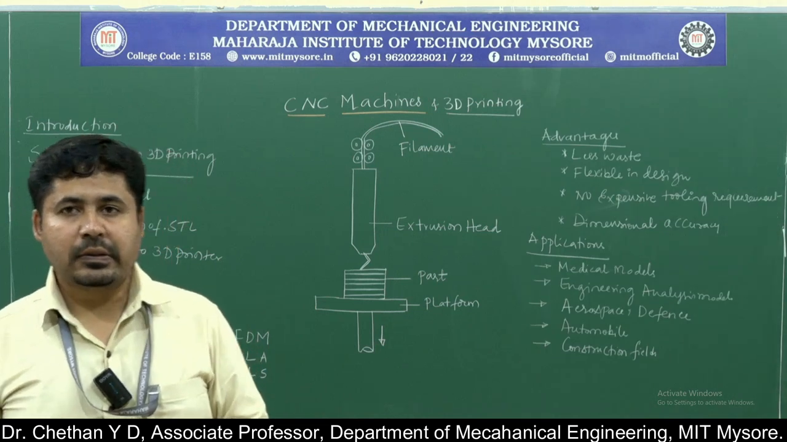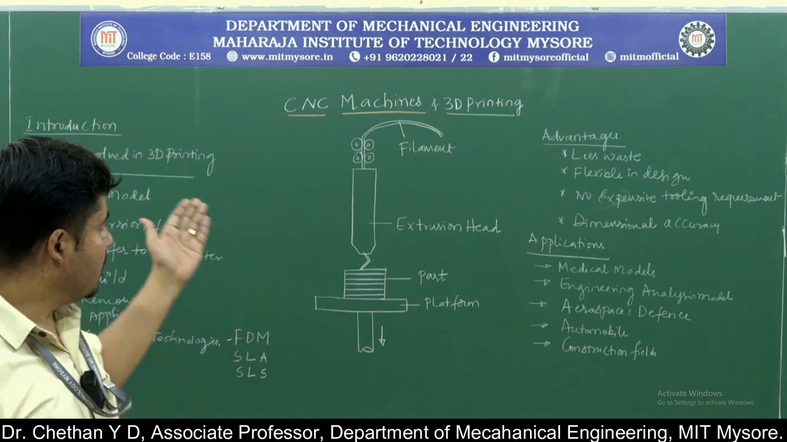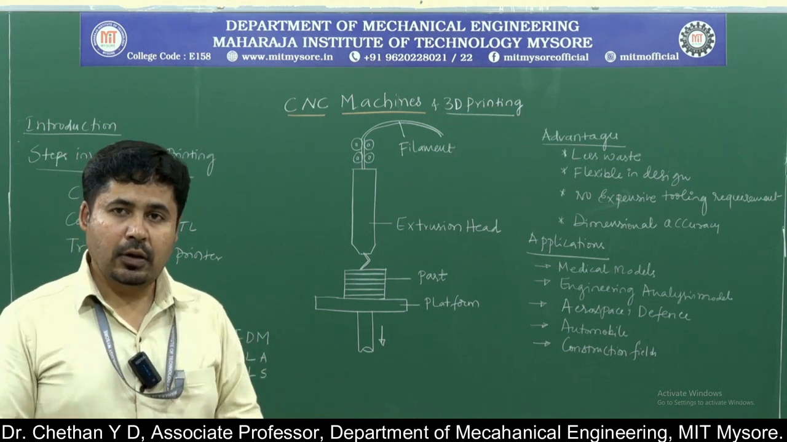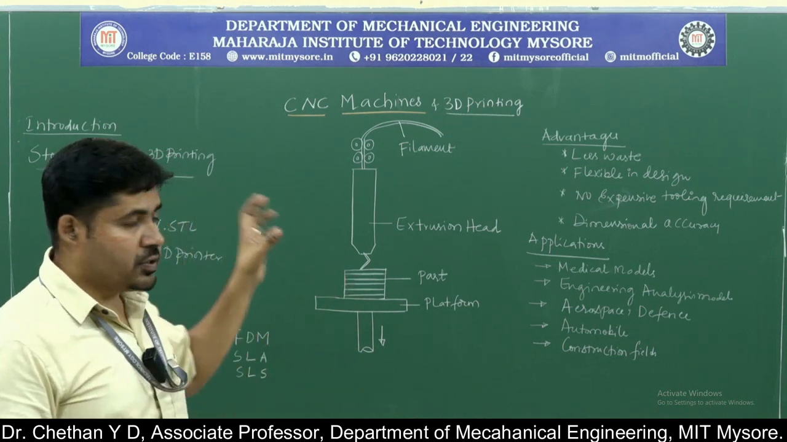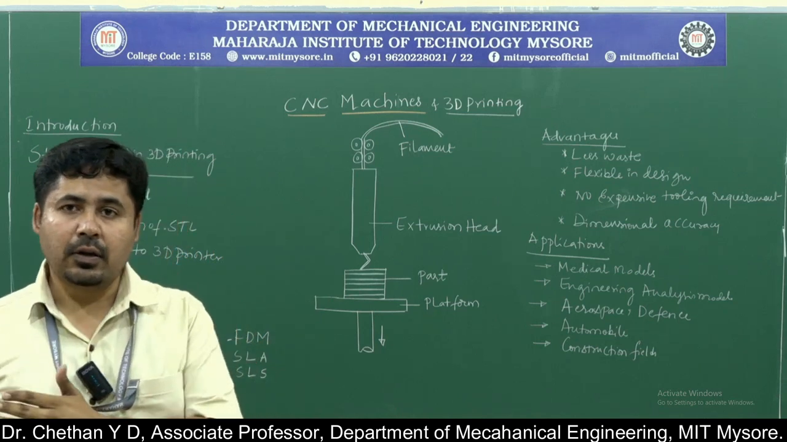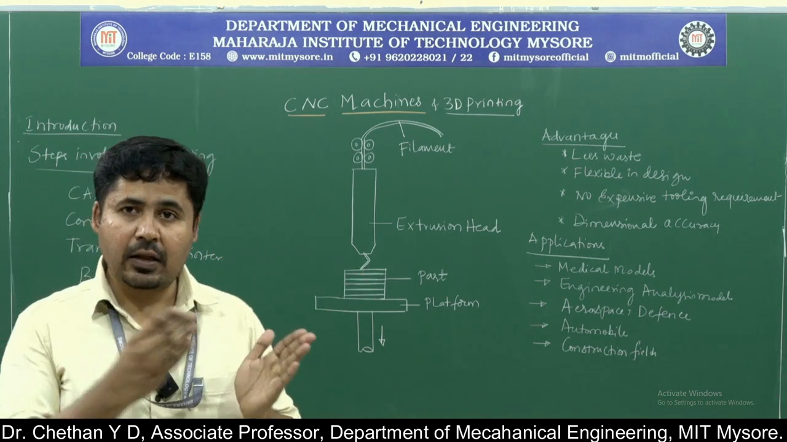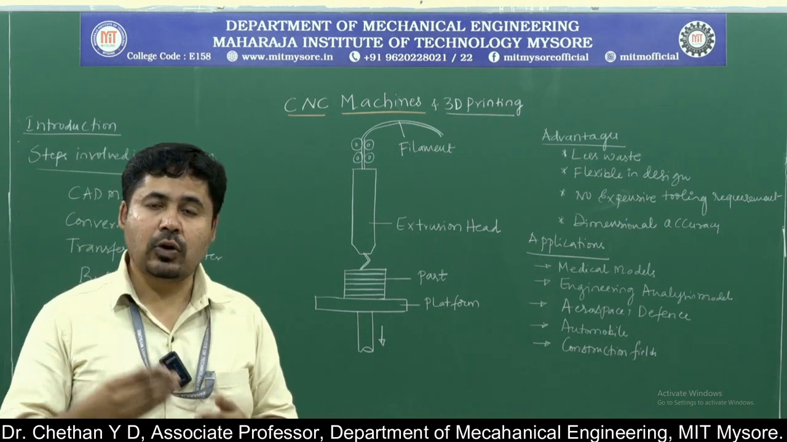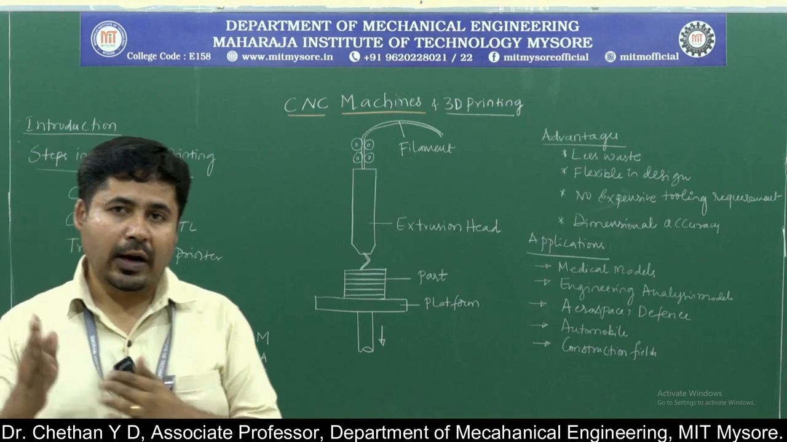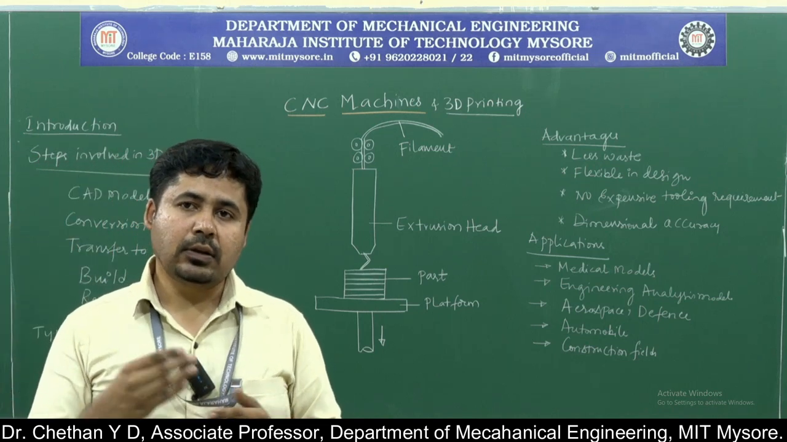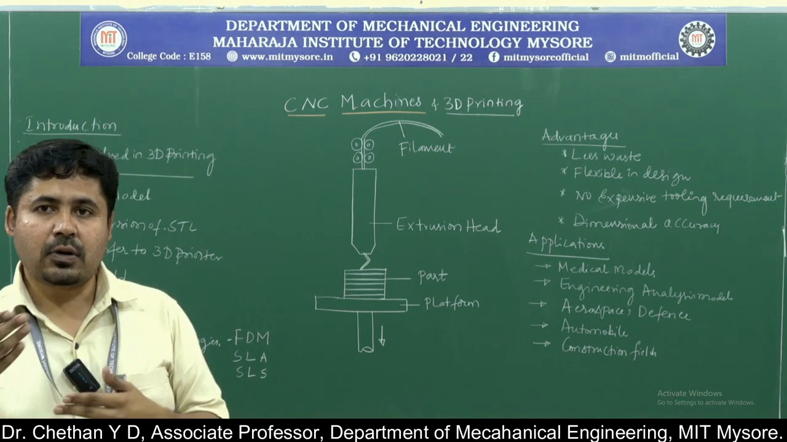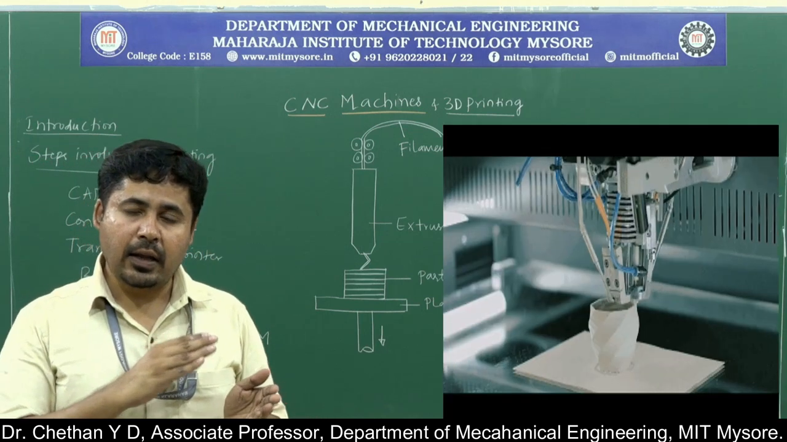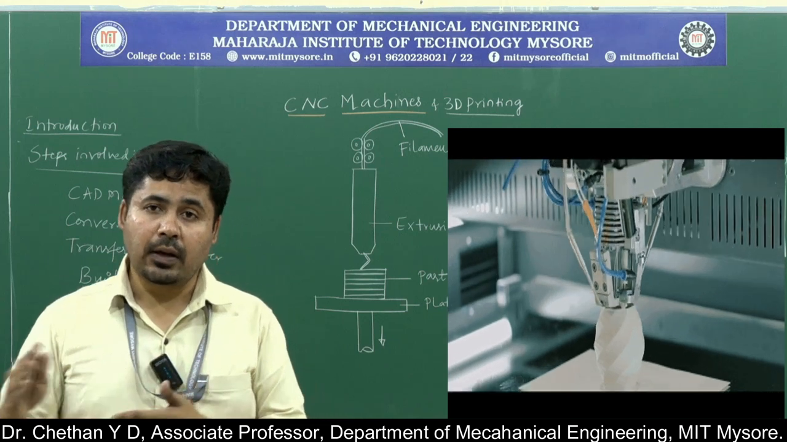Next topic is 3D printing. The CNC machines and 3D printing are contradictory in nature. In CNC machines we are subtracting the material, whereas in 3D printing we are adding the material. The process of adding the material is also called additive manufacturing or rapid prototyping. So 3D printing can be defined as the process of manufacturing an object by adding the material layer by layer.